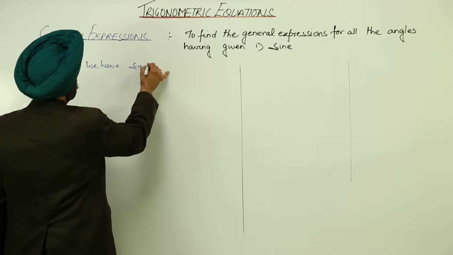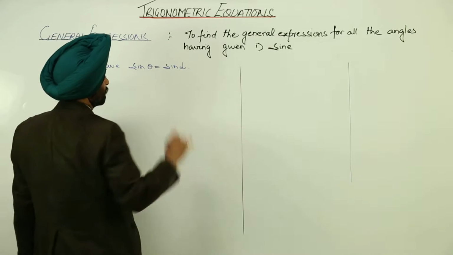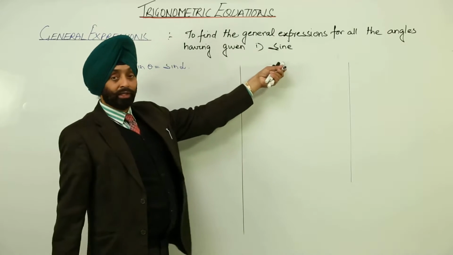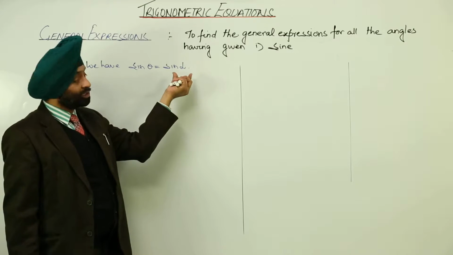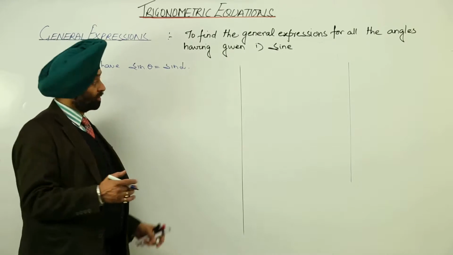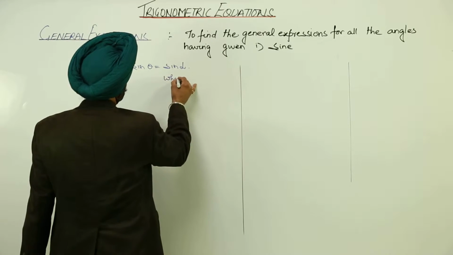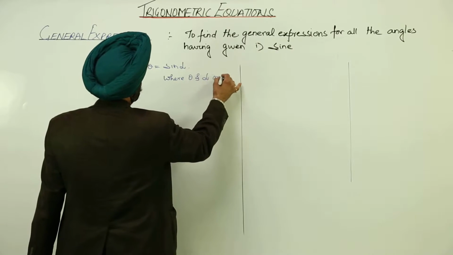sin theta is equal to sin alpha. Now for all the angles having the same sine, this means that on one side we have sin theta and on the other side we have any of the angles for that sine. Then how to proceed? Where theta and alpha are real.